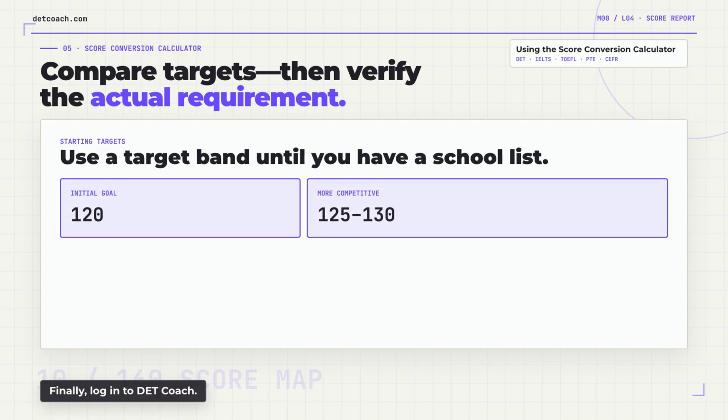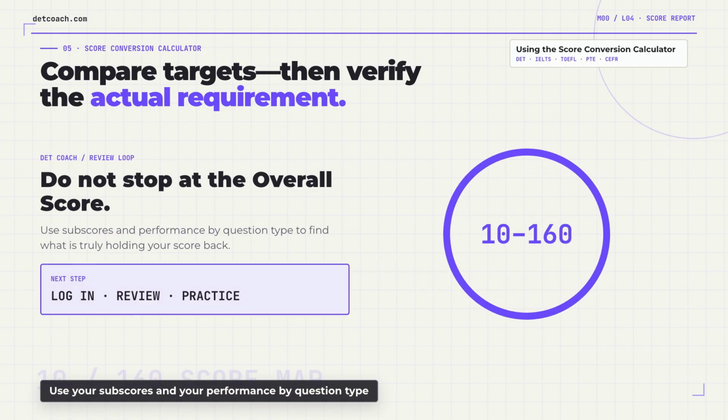Finally, log in to DET Coach. After each mock test, do not look only at your overall score. Use your subscores and your performance by question type to identify what is truly holding your score back.